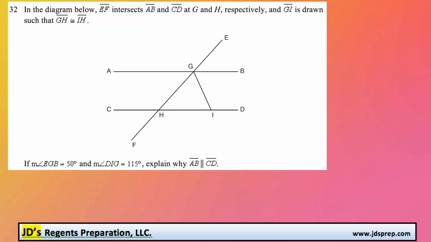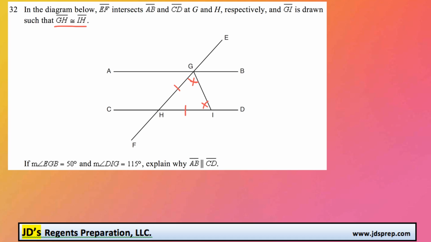We're told that GH and IH are congruent, so the same length. So it's this one and this one here. So this GHI triangle in the center is an isosceles triangle. So we can conclude that this angle here and this angle are going to be equal to each other.